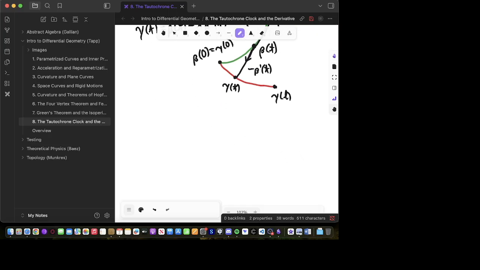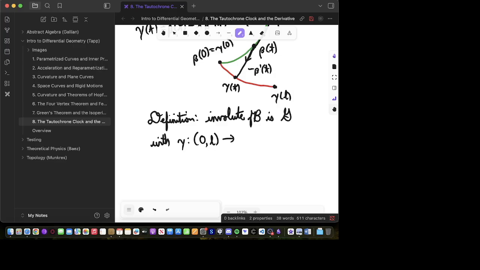So that brings us to a definition. An involute of a curve B is a plane curve G with parametrization gamma from 0 to L to R squared of the form gamma of t equals beta of t minus t plus lambda 0 times beta prime of t.